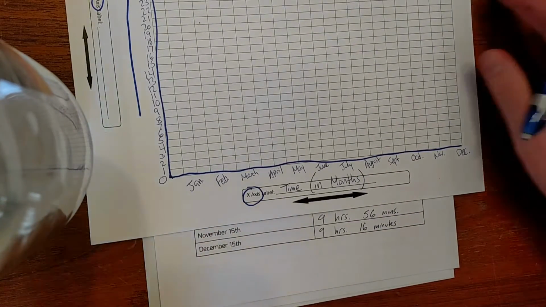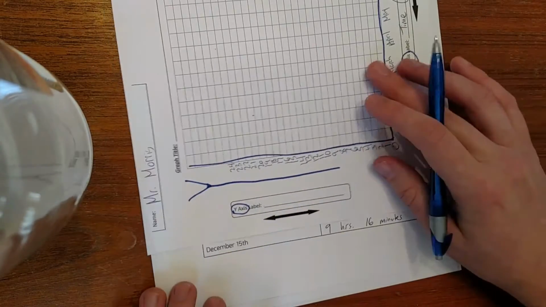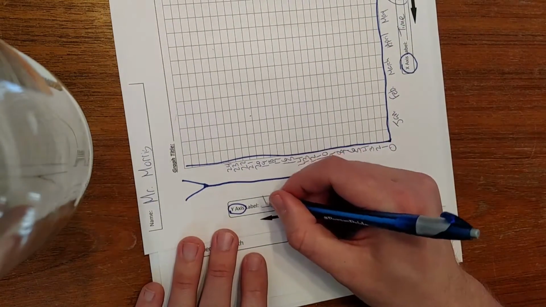All right? On the y-axis label, we have 0 through 24. So what the heck are we showing there? Well, we're showing daylight hours.